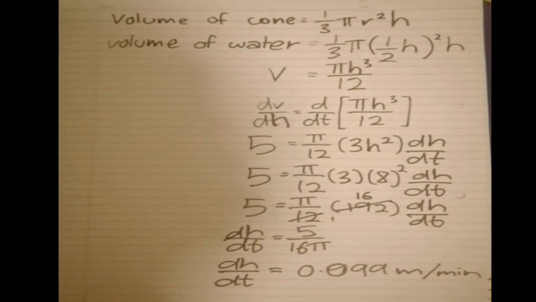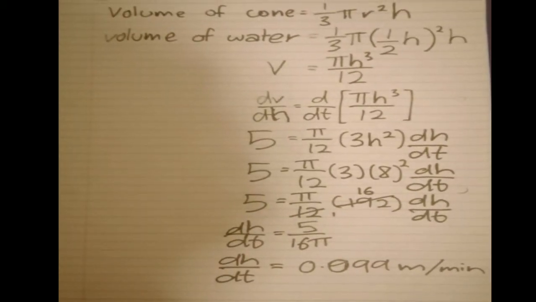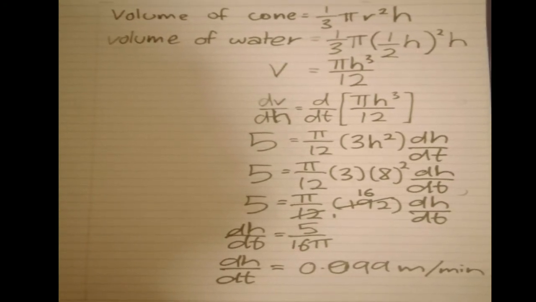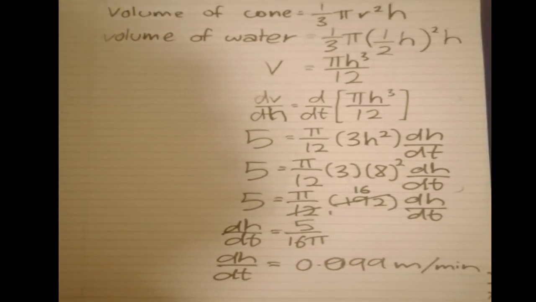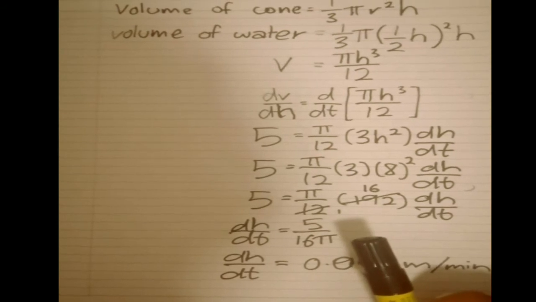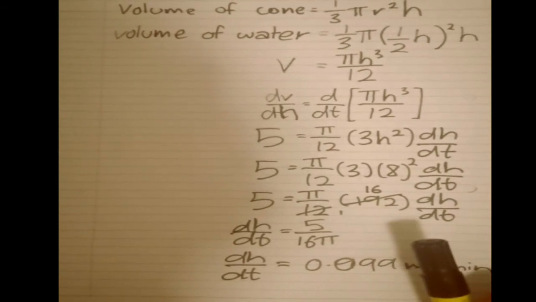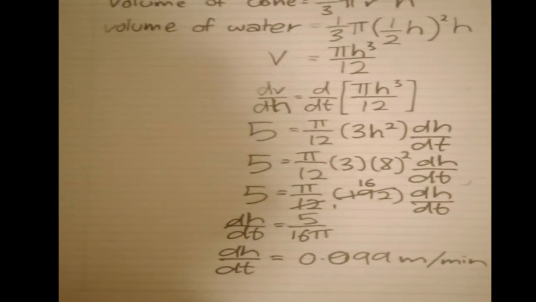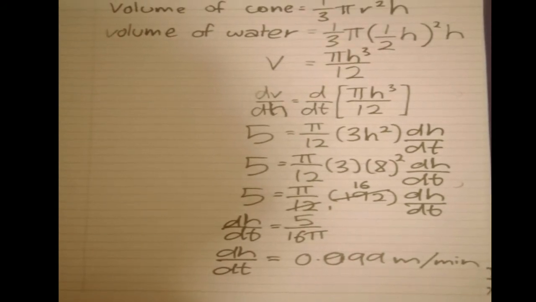So after that, we just plug in all of the given values. We have the h, which is 8. So pi over 12 times 3 times 8 squared. So we will get the final answer: dh/dt equals 5 over 16 pi. And since it wants the speed, dh/dt is now 0.099 meters per minute.